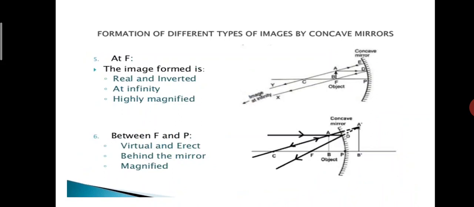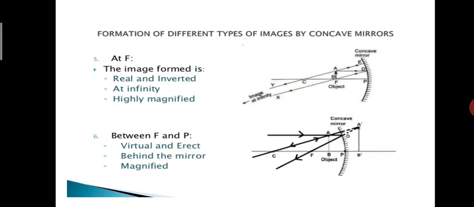Fifth, when the position of the object is at focus, the image formed is real and inverted. Position of the image is at infinity and the size of the image is highly magnified.